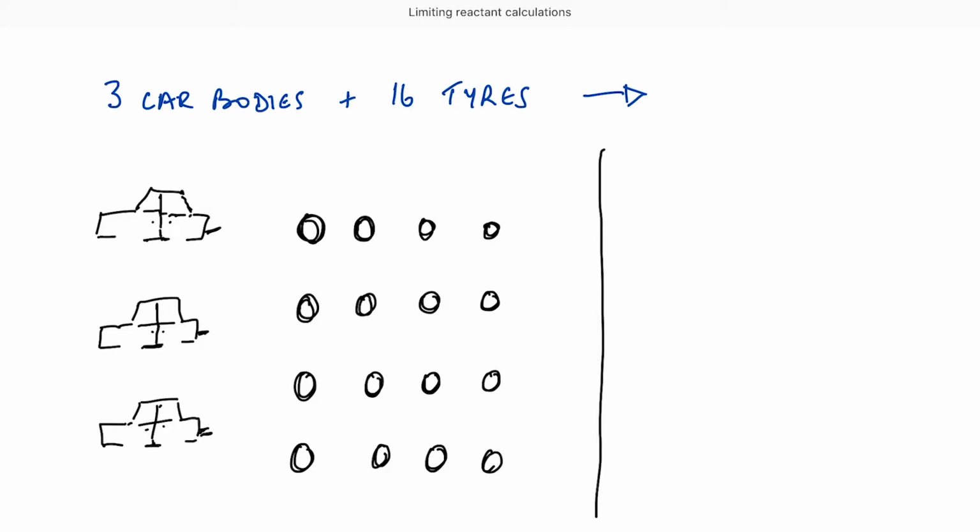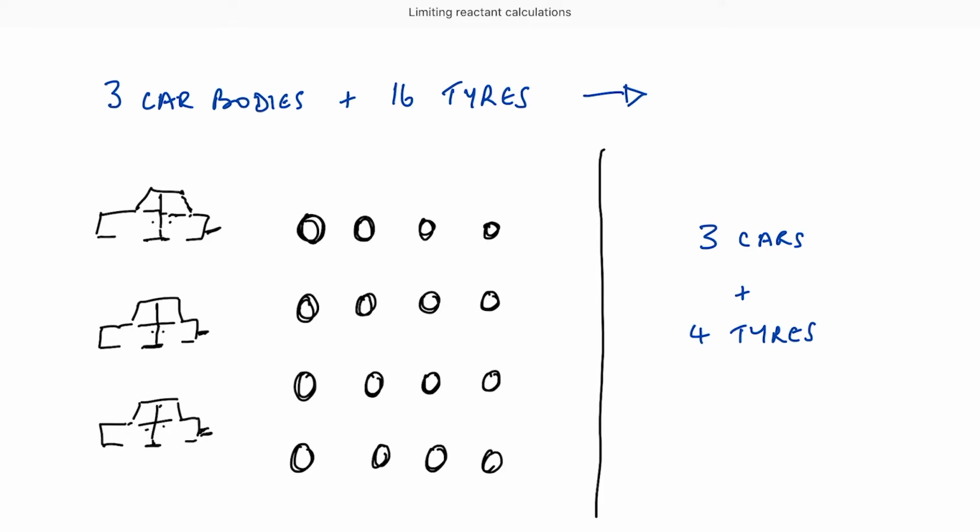If I've got 3 car bodies and 16 tyres, yeah, run with me, I appreciate my artistic skills are very, very limited. How many cars can I make? Well, clearly the answer is 3. I can make 3 cars. I'm going to have 4 tyres left over, but the amount of cars I can make is limited by the fact that I only have 3 car bodies.